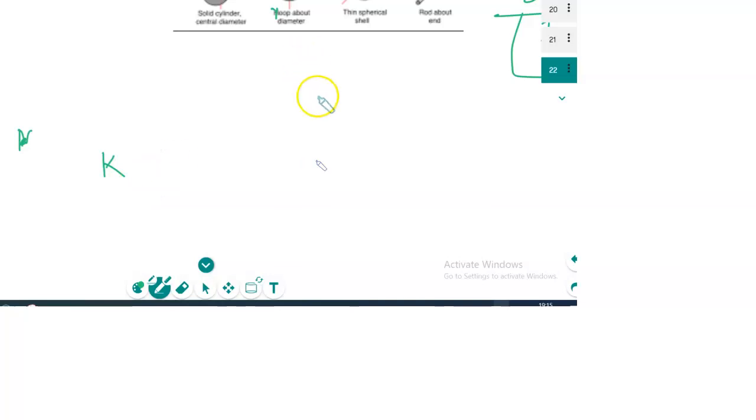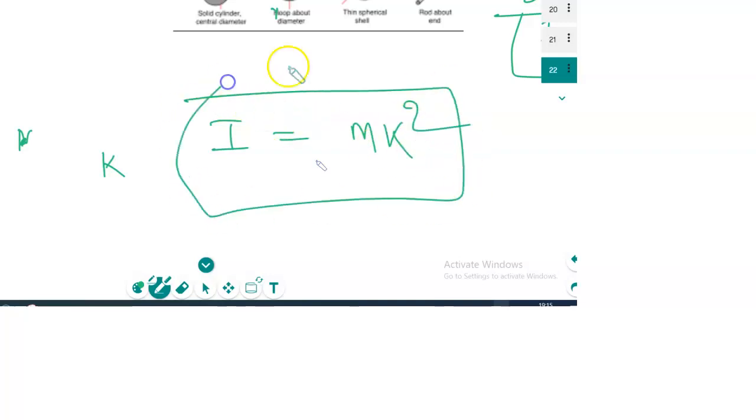I, the moment of inertia, is equal to mass times K square, where K is the radius of gyration. That's all, this is the one formula only. Is K constant? It's not constant, right? It depends on the axis. Moment of inertia varies, so K also varies with the axis.